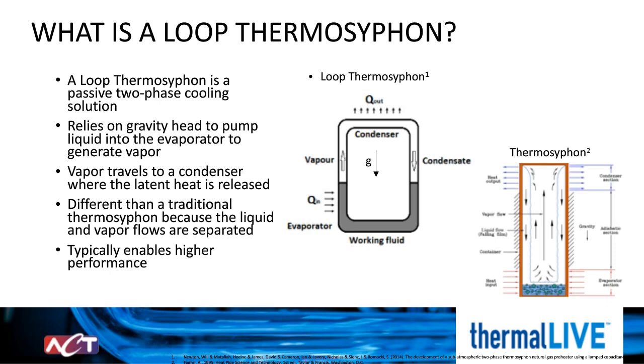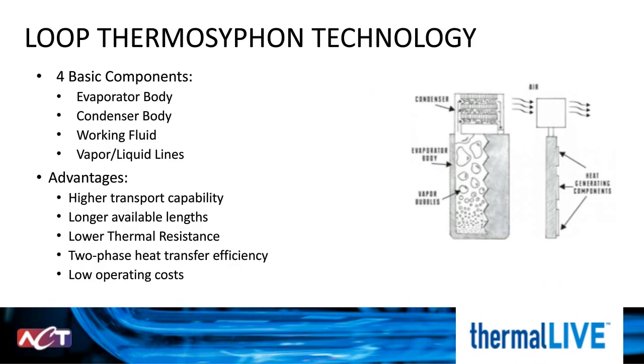Now, one of the great things about the loop thermosiphon is that there are really only 4 basic components. It has the evaporator body, which can be as large as needed, so long as it is gravitationally lower than the condenser. And then it has the condenser body. Now, the condenser body is sized to meet whatever required thermal performance is spec'd in your system. Then you have the working fluid selection and the vapor and liquid lines.